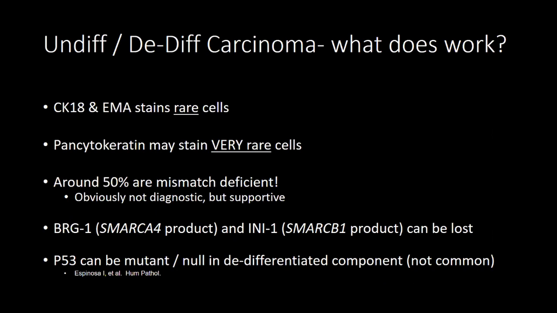And interestingly enough, about half of these tumors are mismatch repair deficient, which I think is probably supporting evidence that they're endometrioid in nature. Well, and dedifferentiated carcinoma usually comes from low-grade endometrioid, so I think that's evidence as well. There are some molecular signatures that you can look for in BRG1 and INI1, and P53 can be mutant or null in the dedifferentiated component, and that shouldn't make you not make the diagnosis, but that's also not that common, right? So, know that you can use P53, but be careful around P53.